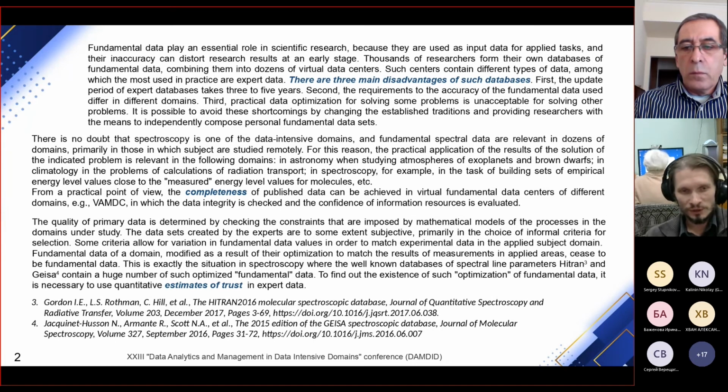And this situation is exactly the situation in the spectroscopy domain, where the two most well-known databases of spectral line parameters, HITRAN and GEISA, contain a huge number of such optimized pseudo-fundamental data. We find out the existence of such optimization of fundamental data by analyzing data and using quantitative estimates of trust in this expert data.